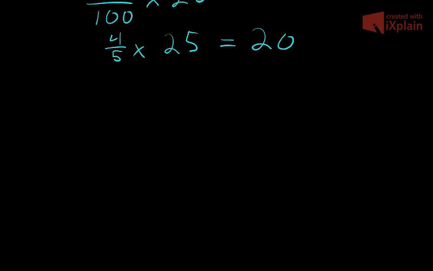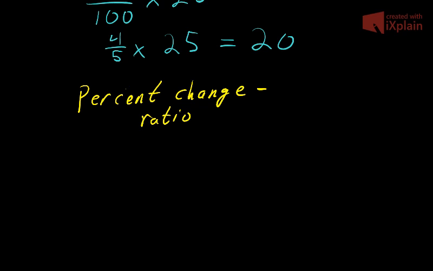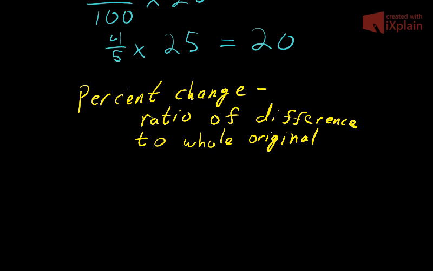So what percent change is going to be is a ratio. Let me write percent change, just so we know what we're talking about here. Percent change is going to be a ratio, and it is a ratio of the difference to the whole original, written as a percent. So one more time, our percent change is the ratio of a difference to the whole original written as a percent. And I know that sounds really strange, so we're going to run through a problem.